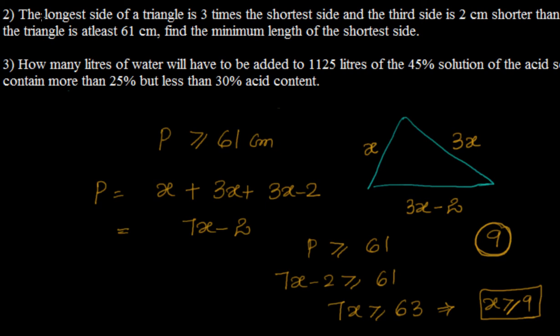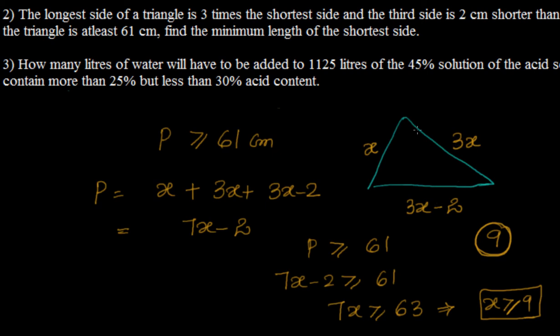Let's look at this again. We have been given a triangle and we have been told that the perimeter should be a minimum of 61 centimeters, at least 61 centimeters. What's the meaning of that? It can be 61 or it can be greater than 61. Now what are the conditions related to the sides? If the shortest side is x, the longest side is 3 times of it, and the third side is just 2 less than the longest side. So the longest side is 3x, so this becomes 3x minus 2.